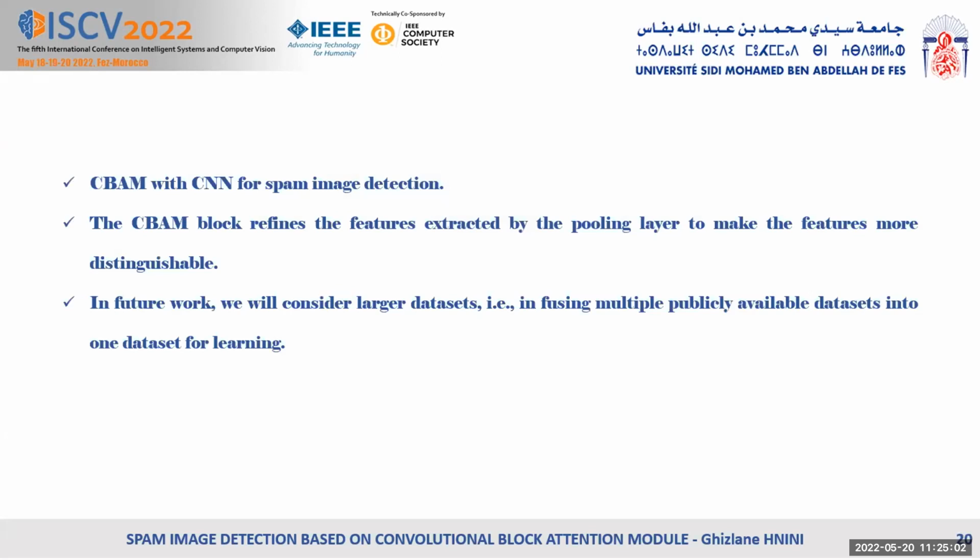This paper adds SEBAM to the basic CNN architecture for spam image detection. The SEBAM block further refines the features extracted by the pooling layer to make the features more distinguishable, compared with the classical network model. So our model extracts features that better reflect image information with higher accuracy, which has obvious advantages. In the model, we use a simple network structure with lightweight features and less computation.